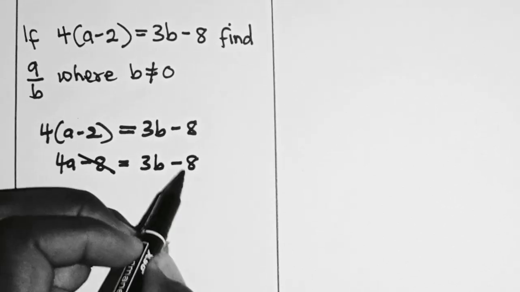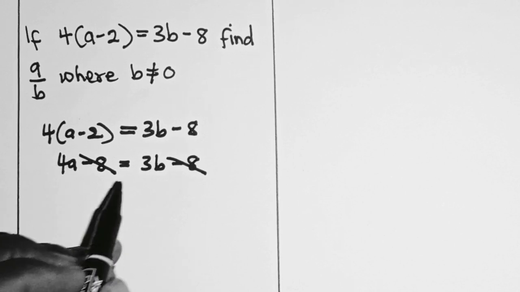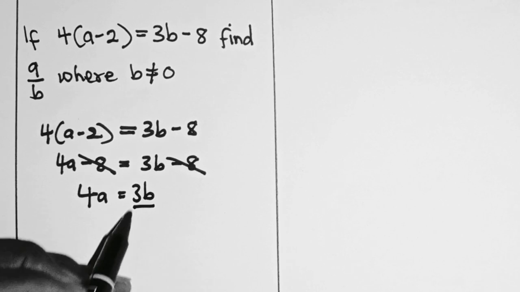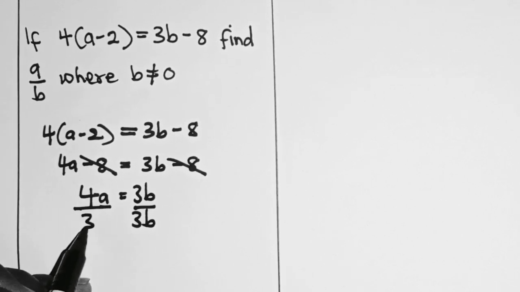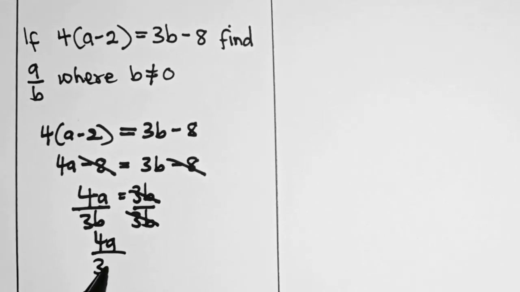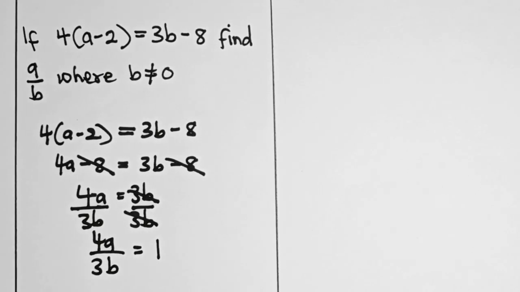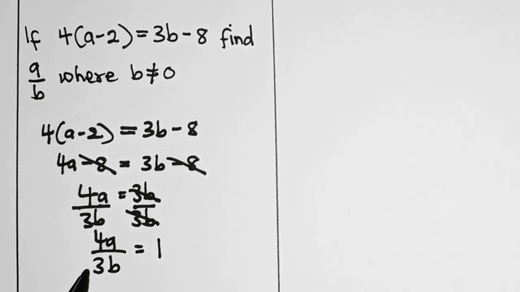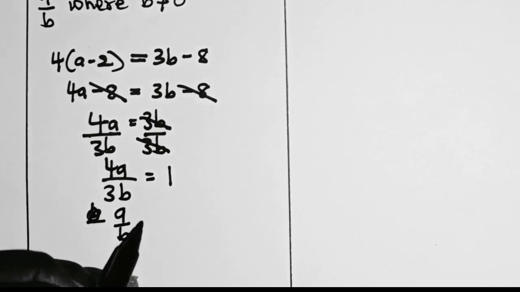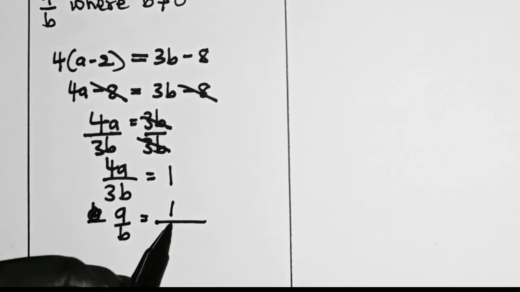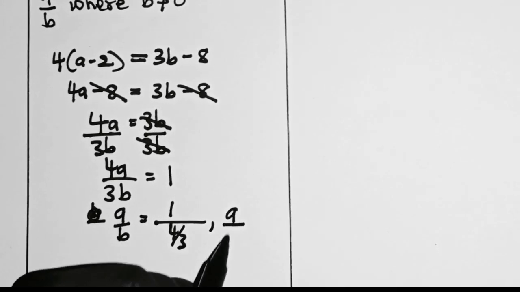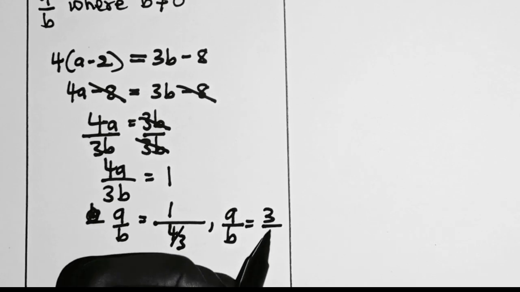So now you see that minus 8 and minus 8 will cancel out. But then we are left with 4a equals 3b. So if we divide through by 3b, we divide here by 3b. We find out that 4a divided by 3b is equal to 1. So now let's divide through by 4 over 3. So a divided by b is equal to 1 all divided by 4 divided by 3. So now this implies that a divided by b is equal to 3 over 4.